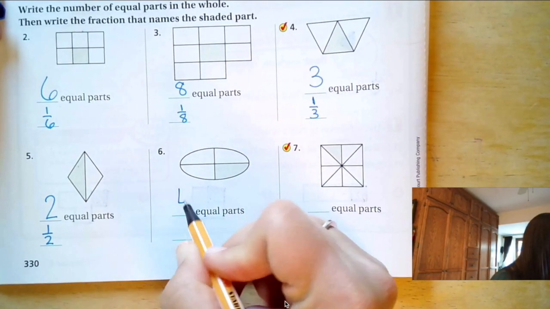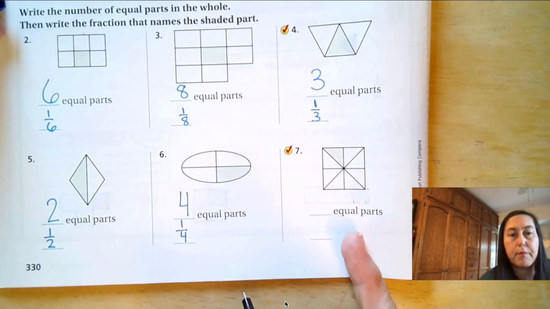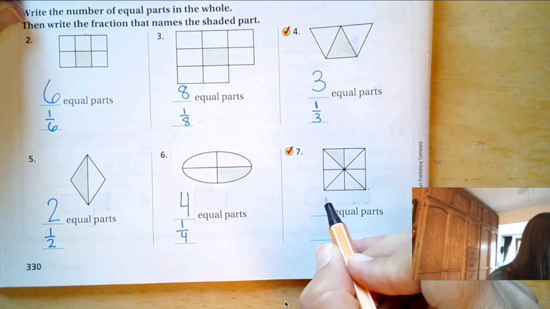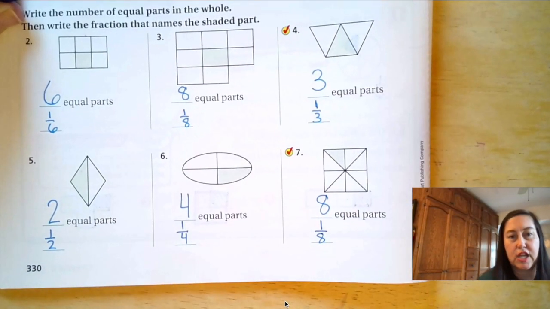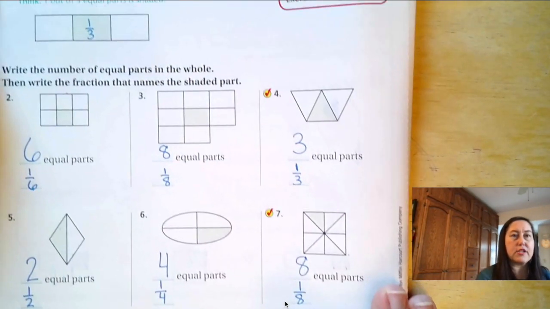I've got 4 equal parts for number 6. 1 of the 4 equal parts is shaded, 1/4. And here I've got 8 equal parts. I see 1 out of the 8 is shaded. Check your work, see if that matches up.